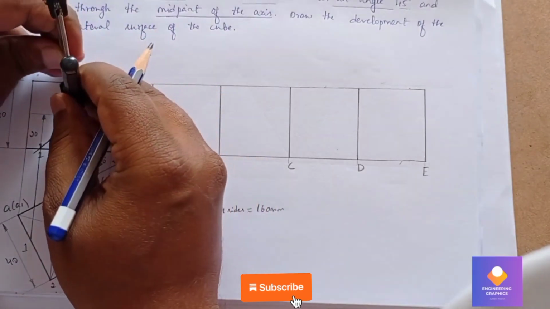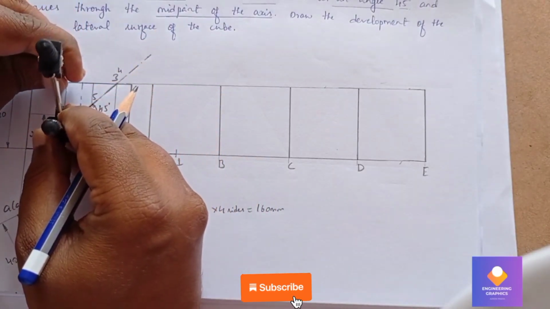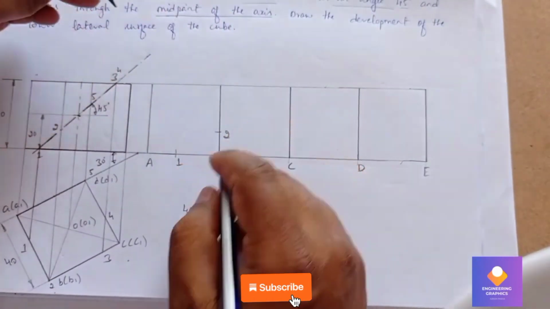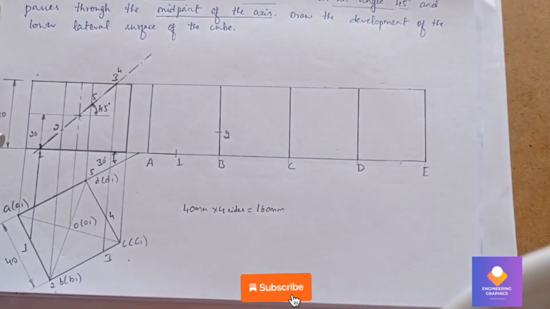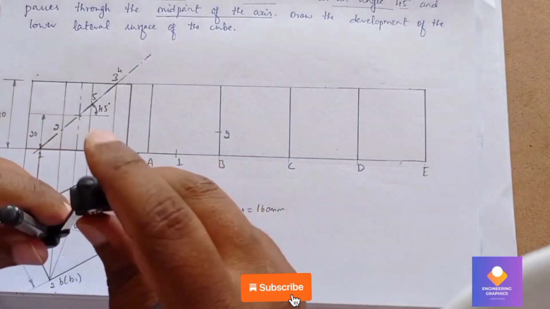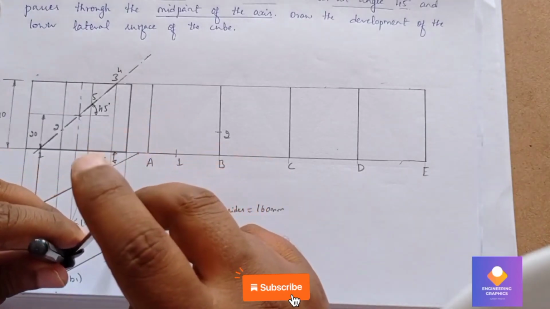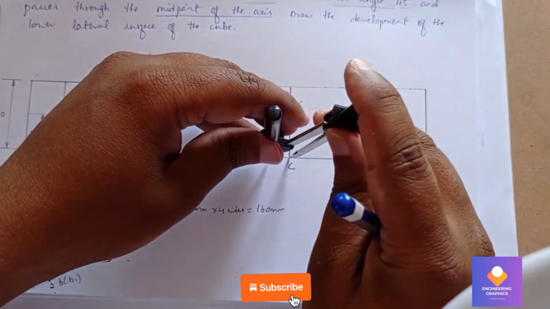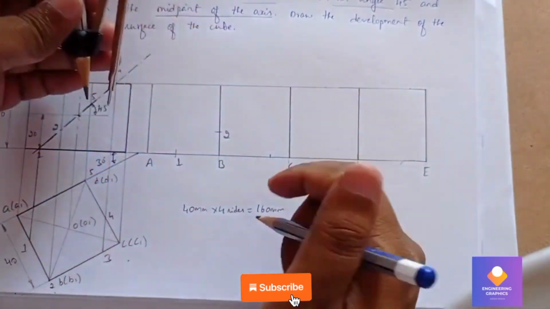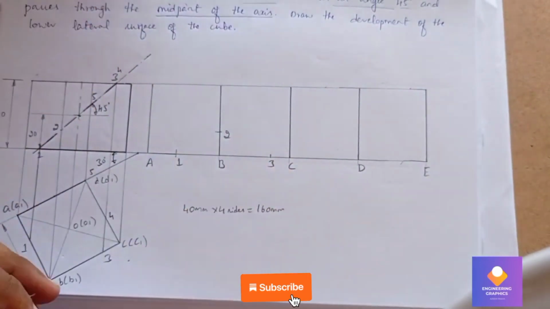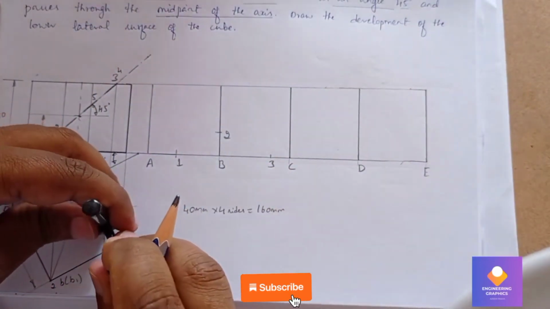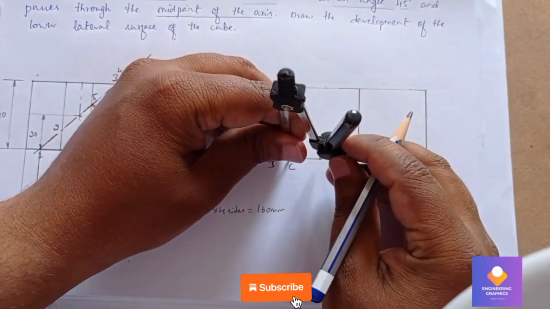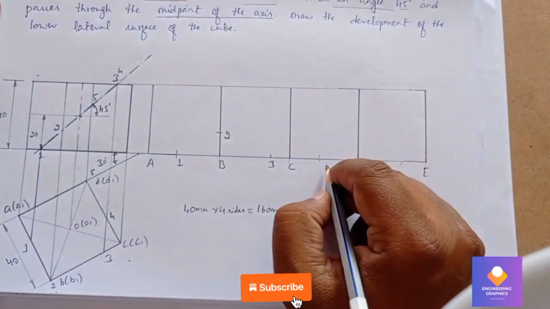Point 2 we can measure from the front view itself. So 1 to 2, exactly on the B. And then point C, we need to mention point 3. So from C to 3 we need to measure. C to 3 you can measure that. So this is point 3. Again we need to measure point number 4. Again I will measure from C to 4.